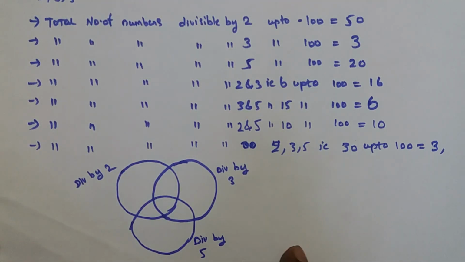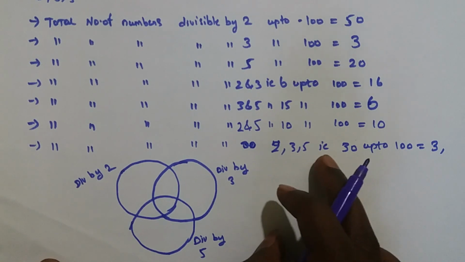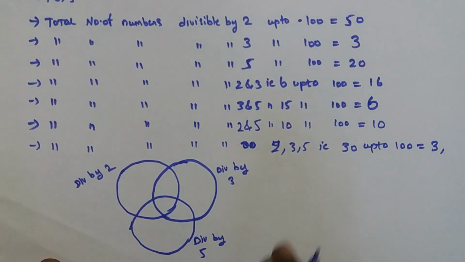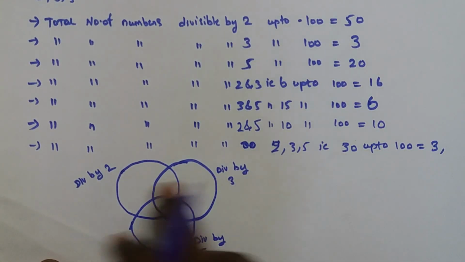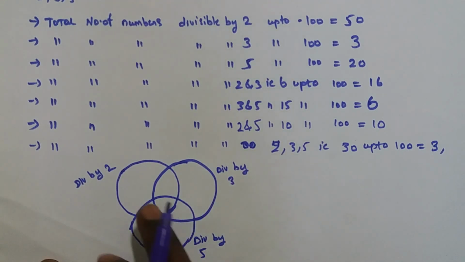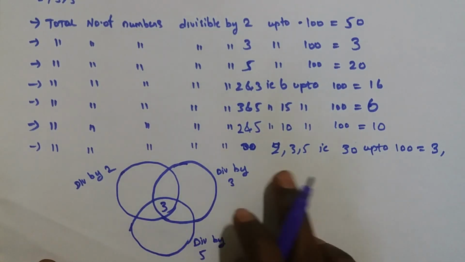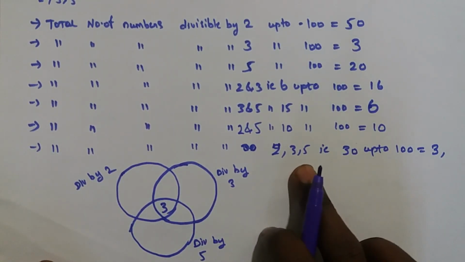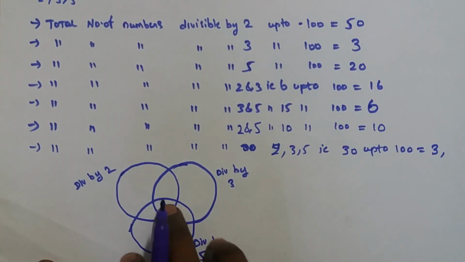Let's see here the total numbers divisible by 2, 3, 5, that is 30, up to 100 is equal to 3. The numbers divisible by 2, 3 and 5 up to 100 is equal to 3 times. 2లో డివిజబుల్ అవుతుంది, 3లో డివిజబుల్ అవుతుంది, 5లో డివిజబుల్ అవుతుంది. అది ఎక్కడ రాసుకుంటాం? ఇక్కడ రాసుకుంటాం 3లో, రైట్. That we have right here, we write 3 here.